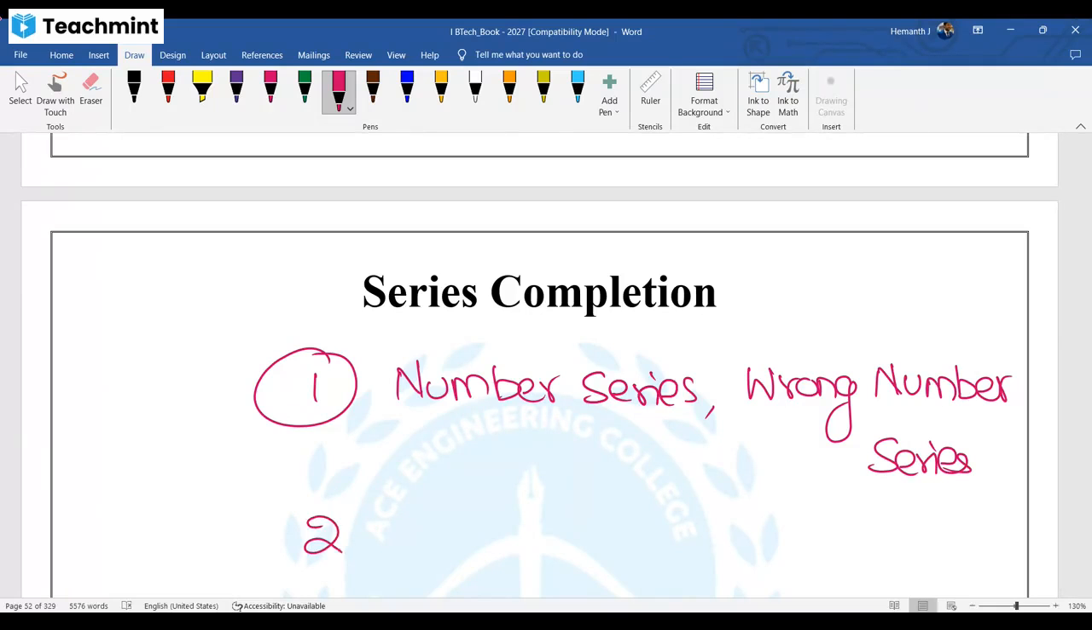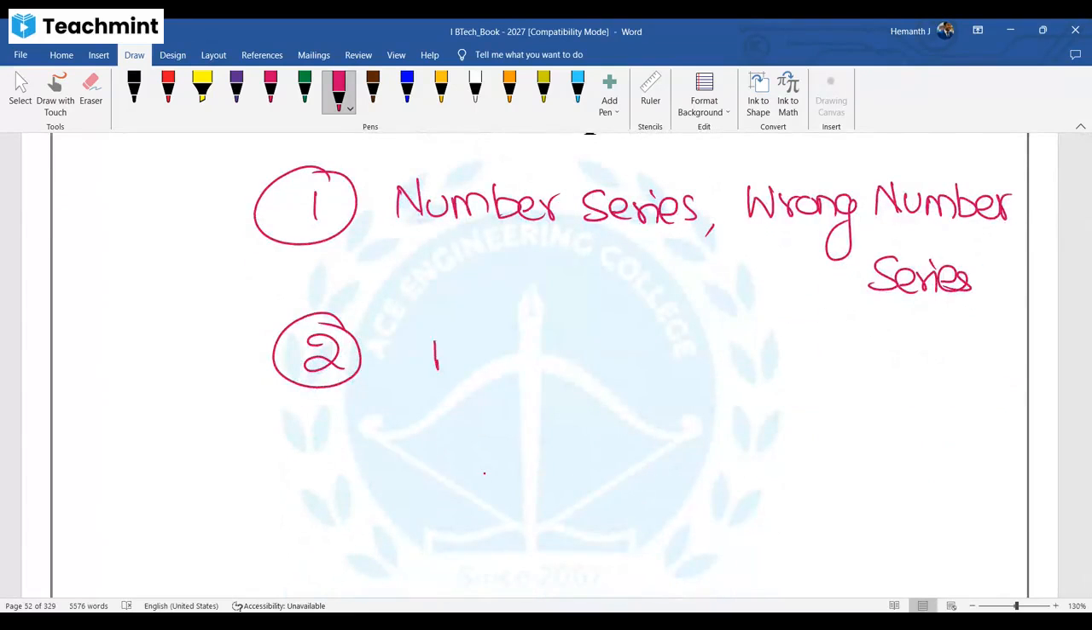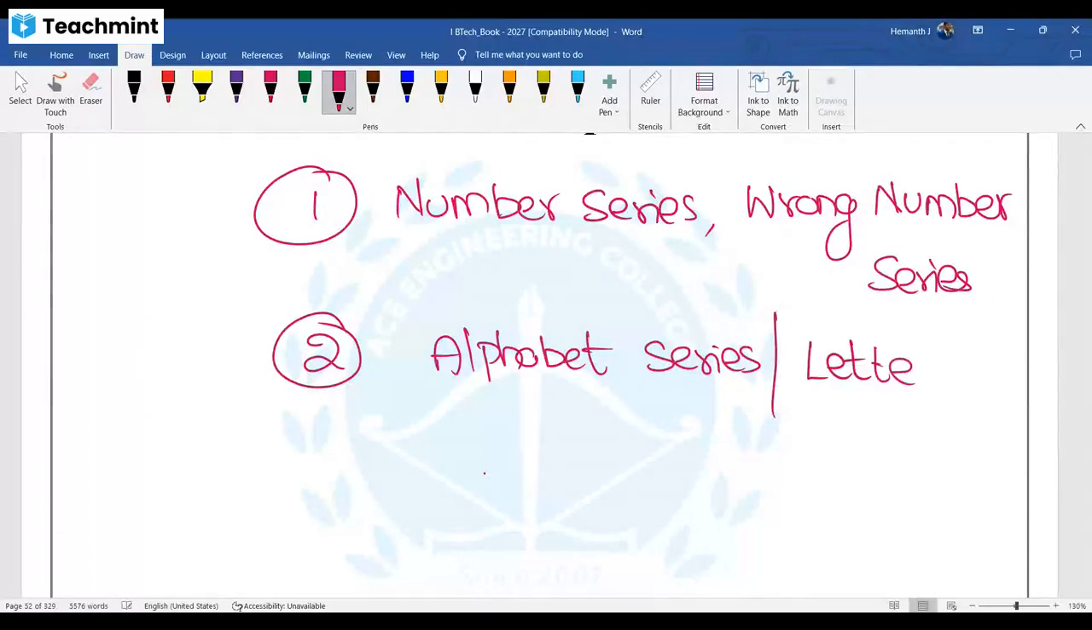Alphabet series or letter series. Am I audible? Last row. Fine. So second one, alphabet series or letter series. For this, what we discussed in coding and decoding topic, A value 1, B value 2, C value 3, that forward coding is required. As we already did, it's very easy to handle alphabet series or letter series.